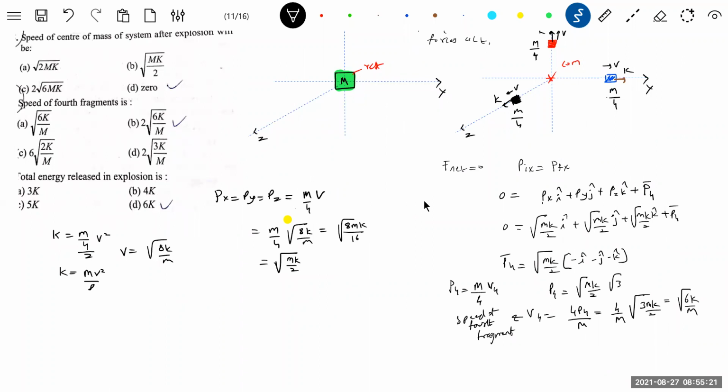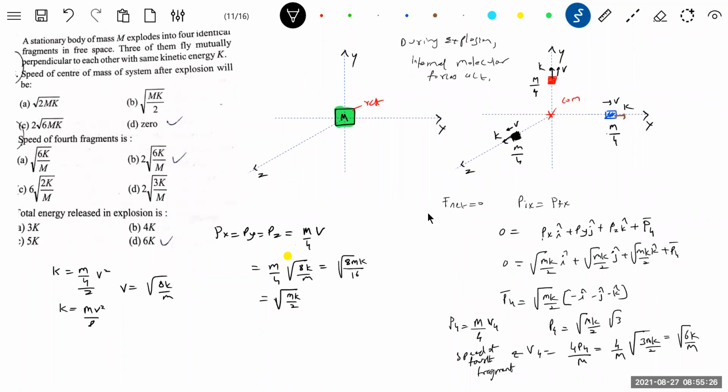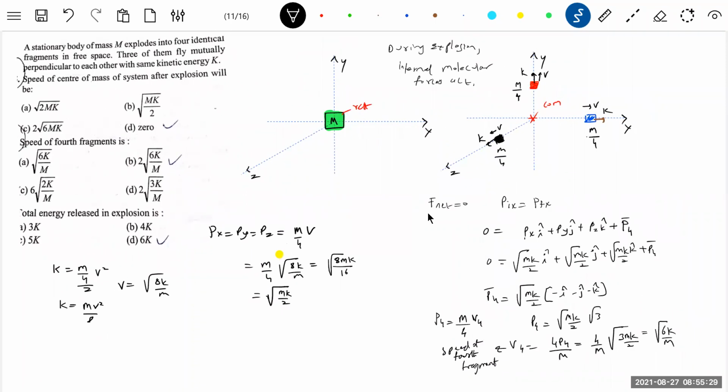Total energy released. What do you mean by total energy released? So what was the state of the center of mass? The center of mass was at rest. Now due to explosion, the center of mass will not shift. The fragments start moving. So the kinetic energy of the fragments is nothing but the total energy released here. So what is the next part? Speed of the fourth fragment. Energy released should be equal to the kinetic energy of the fragments.